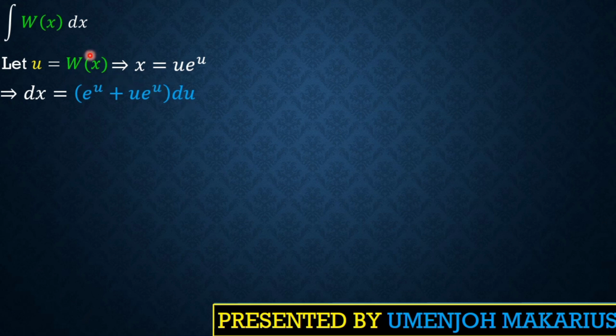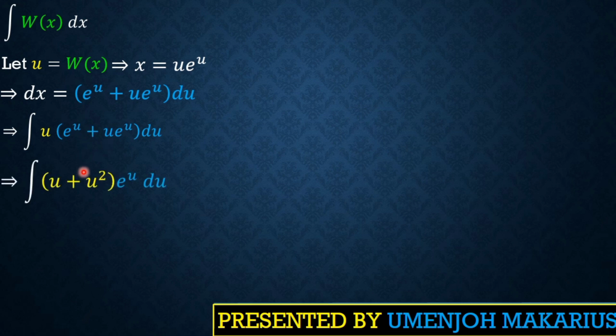That therefore implies this function now can simply translate into the integral of our W of x, which is what? Our u, right? So we have the u here. Then dx is just e raised to the power u plus u e raised to the power u du. Great. That therefore implies, if we decide to factor out an e raised to the power u, we are going to have the integral of u multiplied by u plus u squared, into e raised to the power u du.